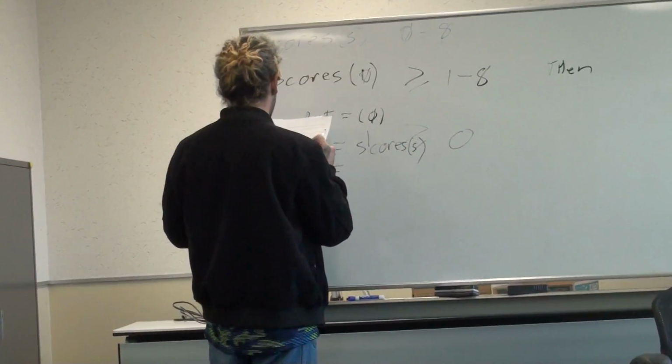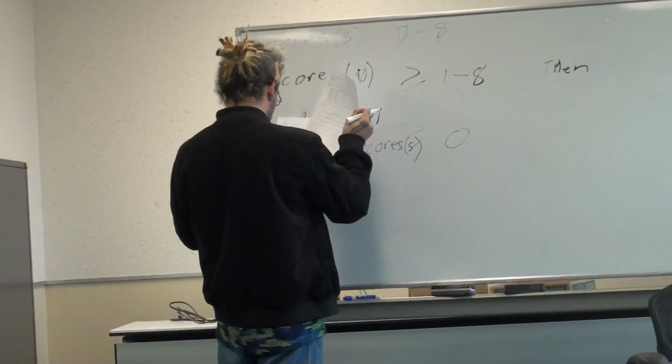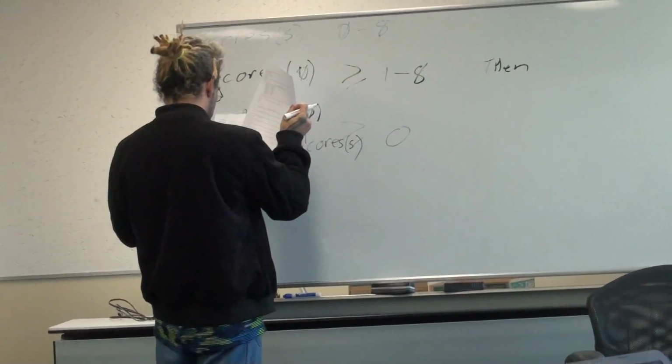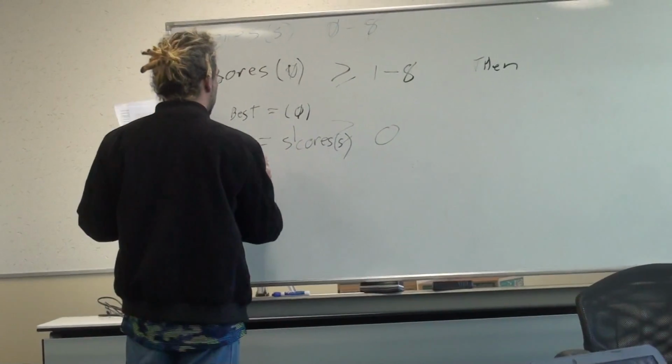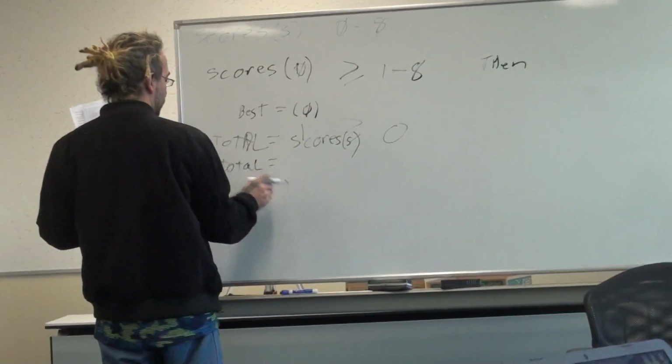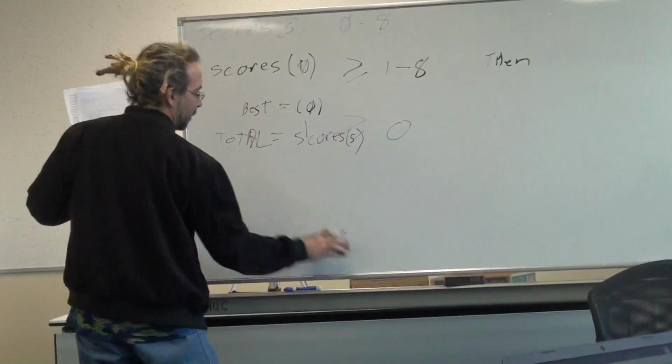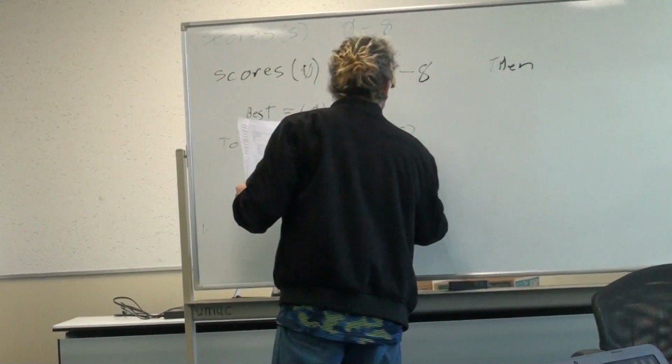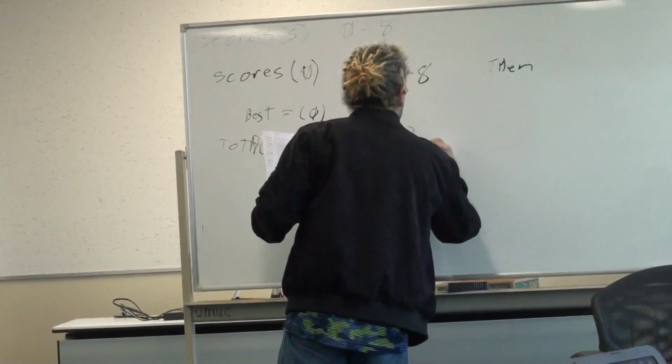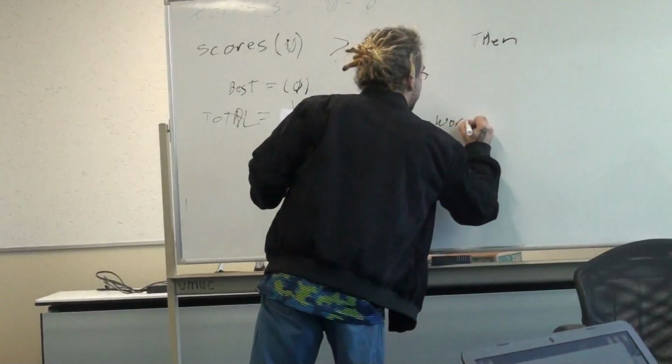Hold on, let's see how I did this. I'm way down here. Oh no, I did this all the way around. Total scores minus best, minus worst.